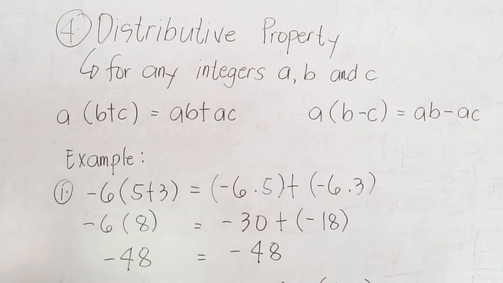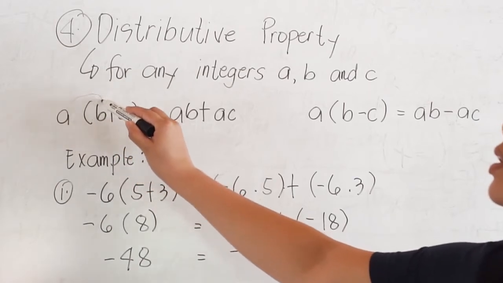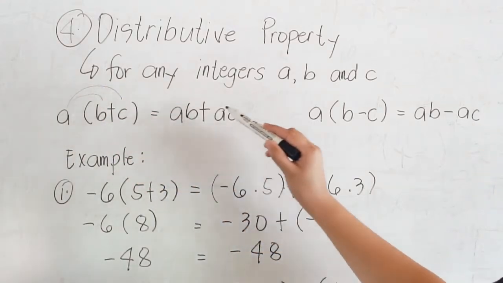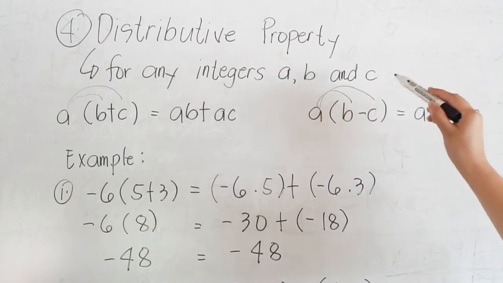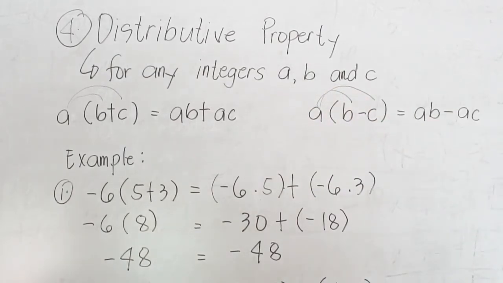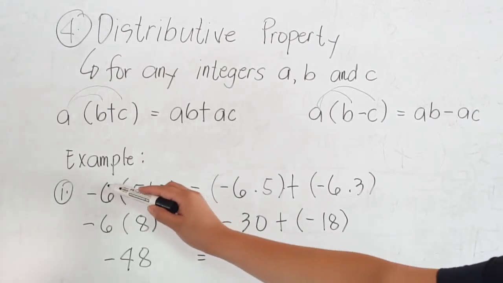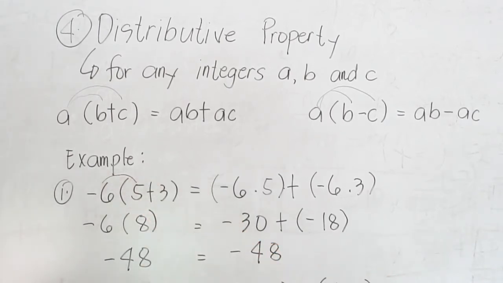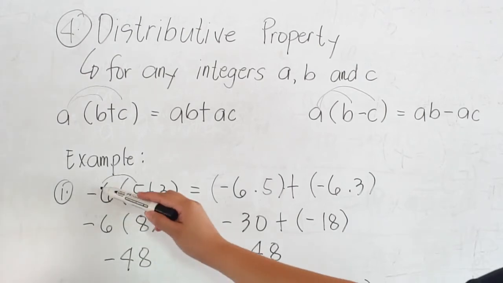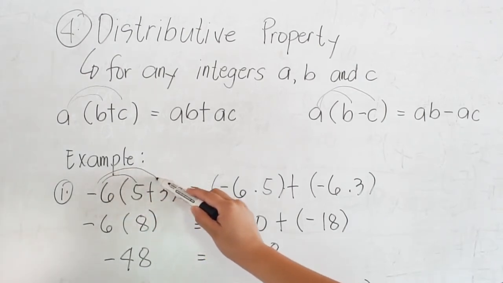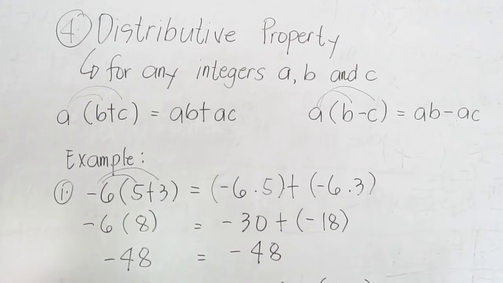Number 4, distributive property for any integers a, b, and c. So as what you have observed, we will need to distribute this. Ganyan lang. So example, negative 6 times 5 plus 3. So, i-distribute natin yung negative 6 sa 5. I-multiply natin yung negative 6 sa 5. And then negative 6 times 3. So, we will use distributive property.